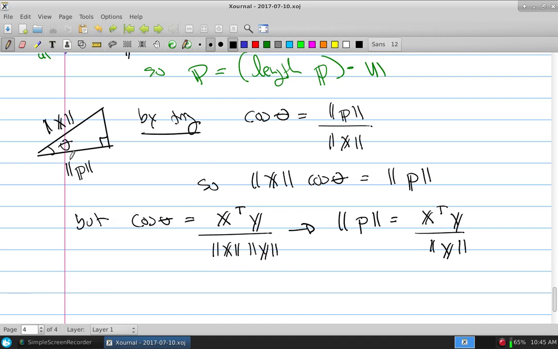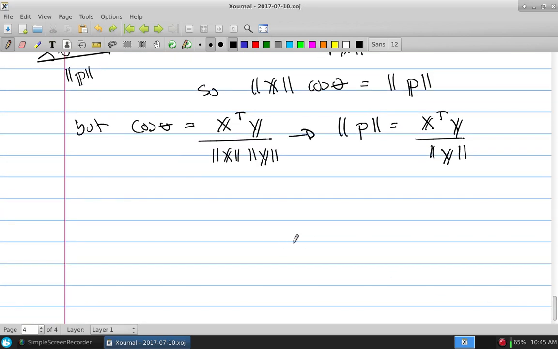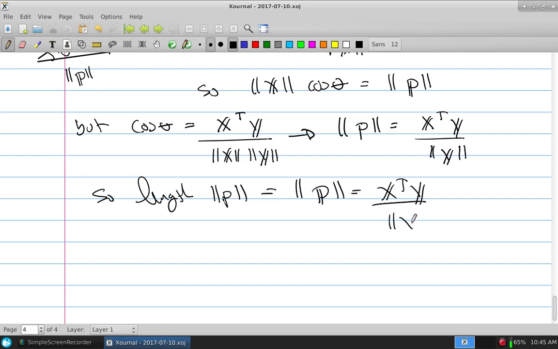It's just an oddball way of doing a normal trig class problem. And so the length of p is simply magnitude p, which is equal to x transpose y divided by y's length. What's y's length? Square root of y transpose y. Right. And so y transpose y. Cancel the y's. Yep. Square root. Right? But I'll just leave it this way.